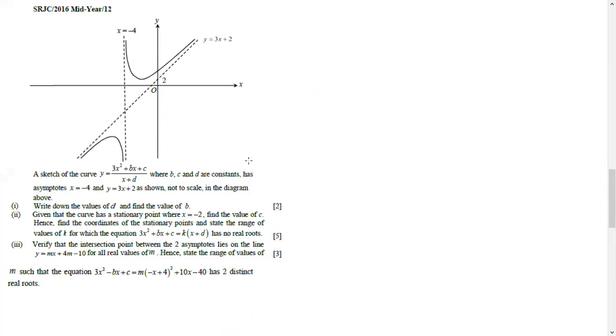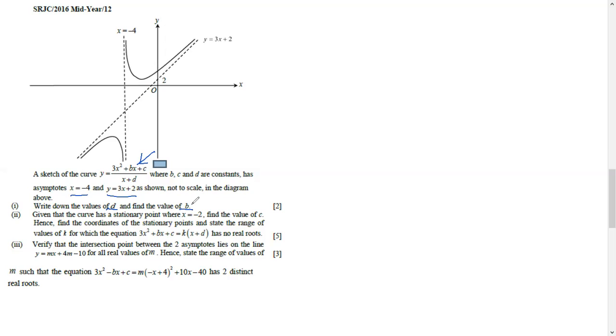So we have this question. Graph is given. So we have the sketch of this equation. B, C, and D are unknown. We are given asymptotes x equals -4 and y equals 3x plus 2. So we are asked to write down the values of D and the values of B. So we are supposed to infer from the graph.